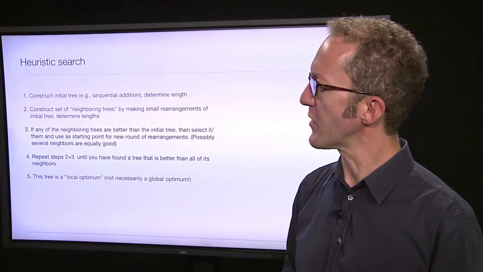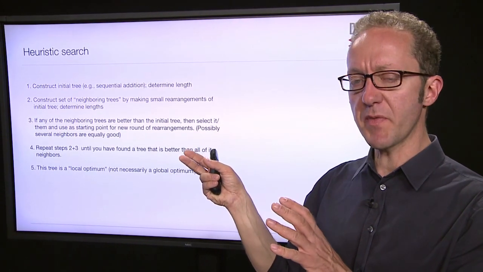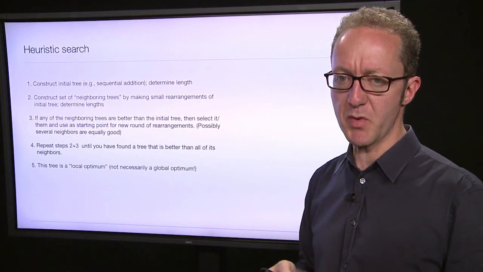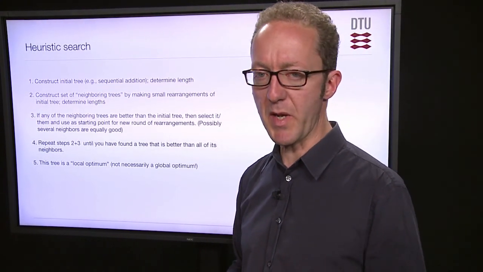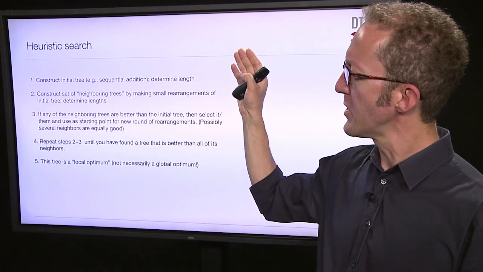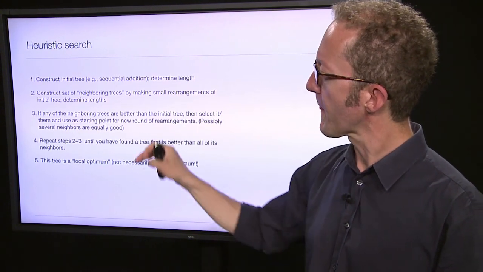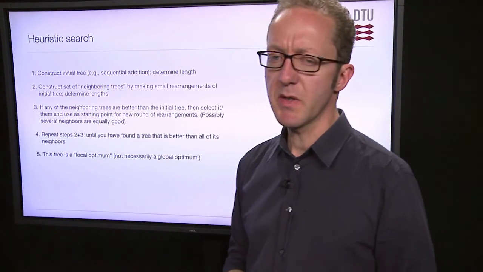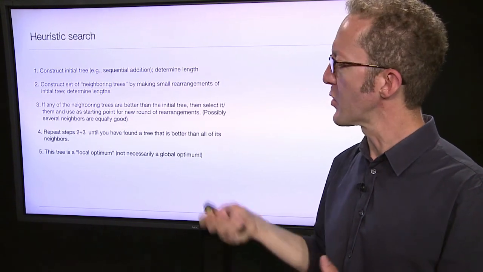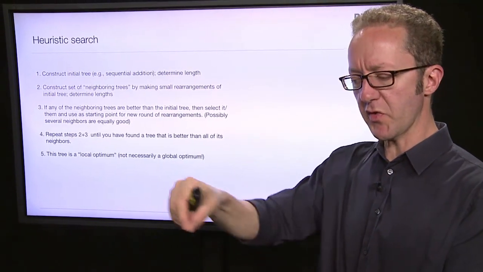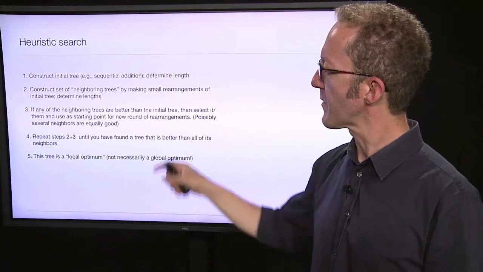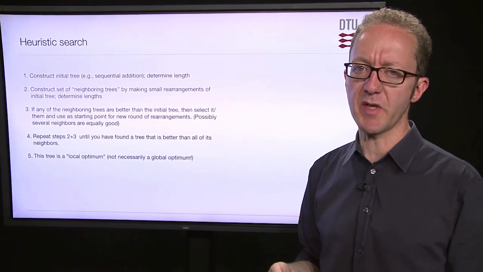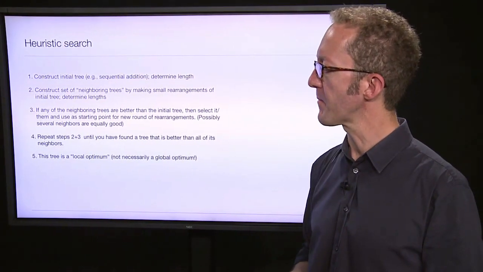Heuristic searching of tree space is actually something that is used not just for parsimony, but also for distance-based and maximum likelihood methods. Heuristic search is done in the following manner. We start by constructing some initial tree. Could be a random tree where we just sequentially add the species. For this particular tree, we can determine its length using the Fitch algorithm.